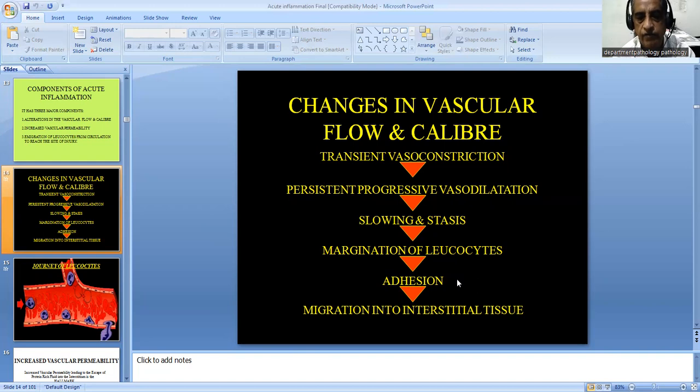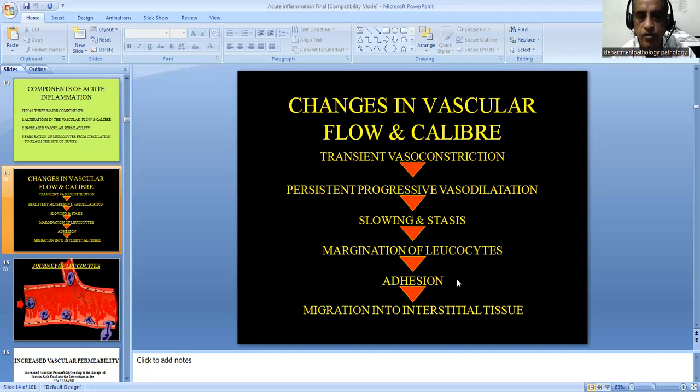It is something like a traffic jam. When you are out in the streets and you have a traffic jam, initially the traffic slows down and then finally it comes to a stop. So a similar event takes place here. There is slowing and finally stasis of the blood in that area. Now, normally what happens is that the endothelial cells of the vessel wall are in contact with a cell-poor layer of plasma of circulation. But here what happens is that this central axial column containing the cellular element expands.